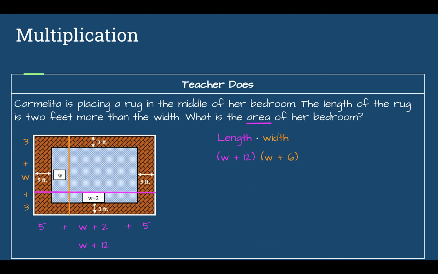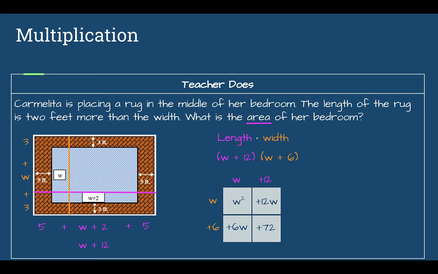Now, if I want to find the area, I'm going to multiply it out. Here I used an area model, but we could also distribute. I would end up with those multiplied terms, combine like terms. The area of her bedroom is W squared plus 18W plus 72. Again, it might not look like a traditional area answer, but since we're multiplying polynomials, our answer is a polynomial. Until we know the exact width of the rug, then we could figure out the rest.